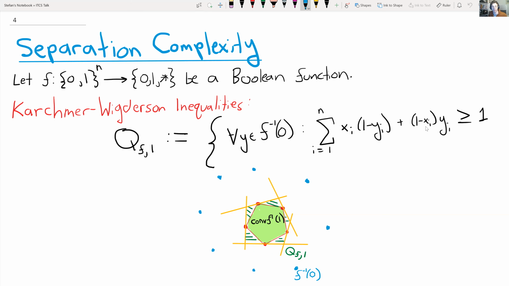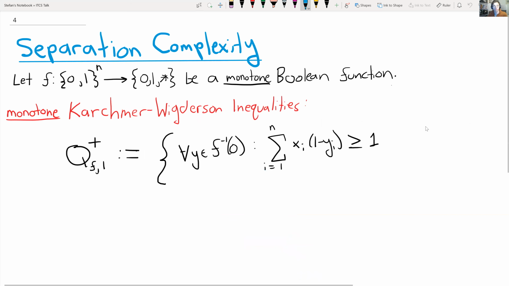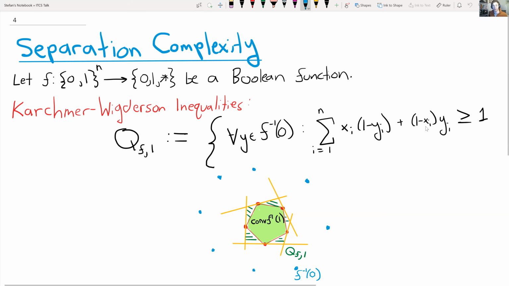So pictorially, we see this below. We have the convex hull of the ones, and the inequalities of QF1 are flush right up against the convex hull. So again, we can actually do this for monotone Boolean functions. And here we can just drop the latter part of the sum because we know that f is monotone.